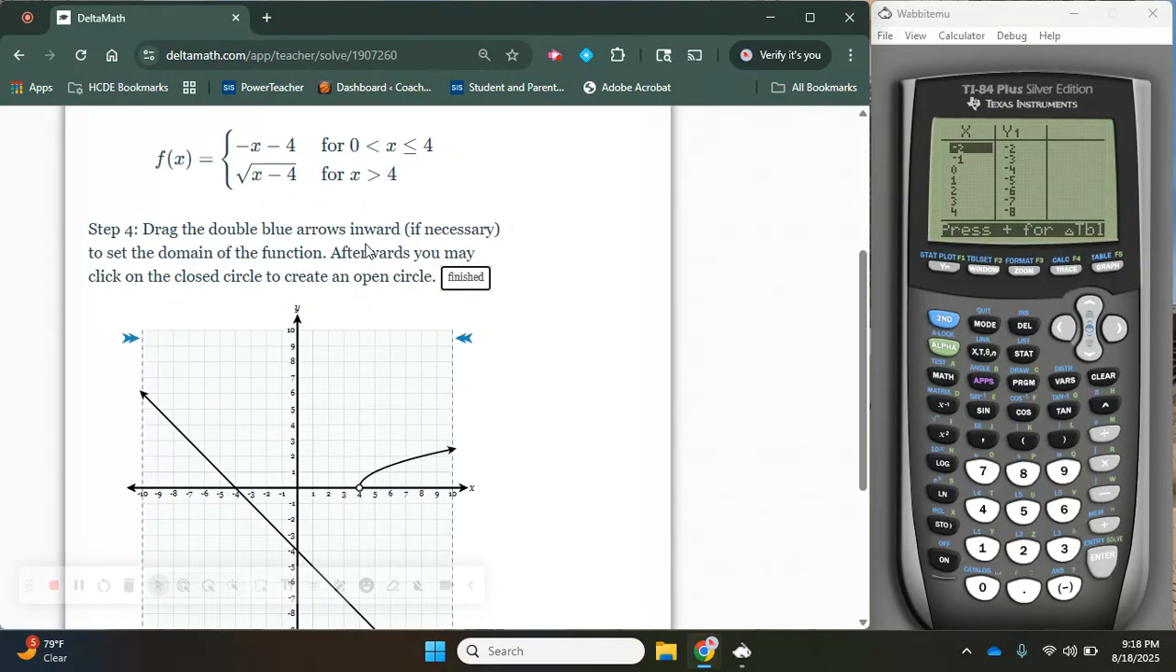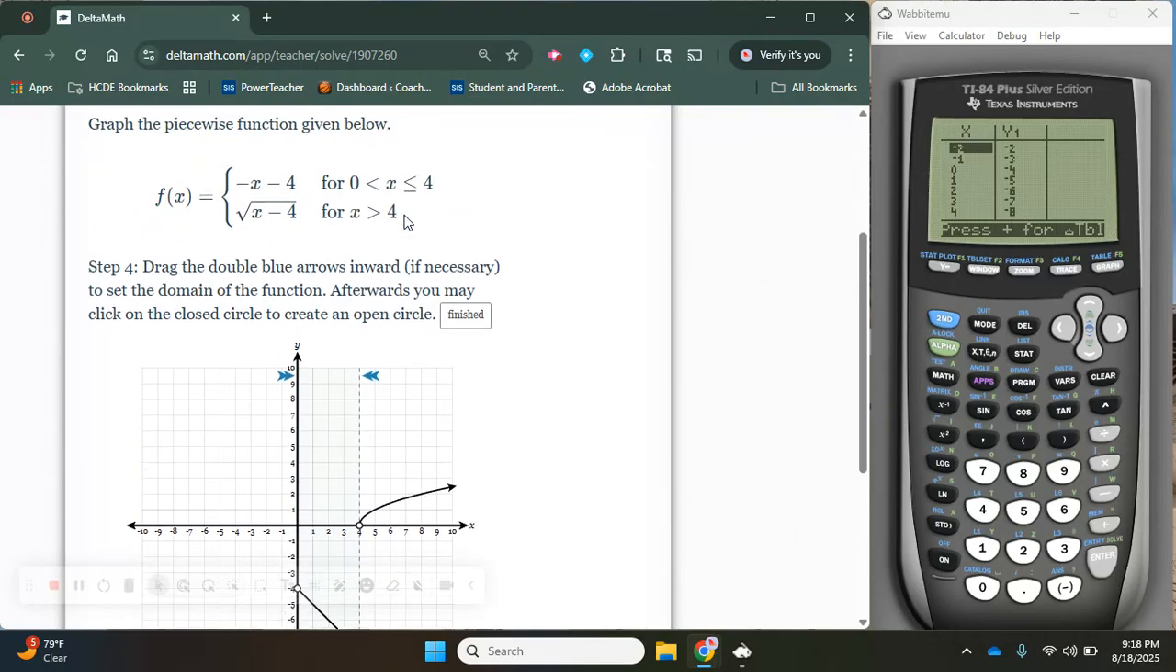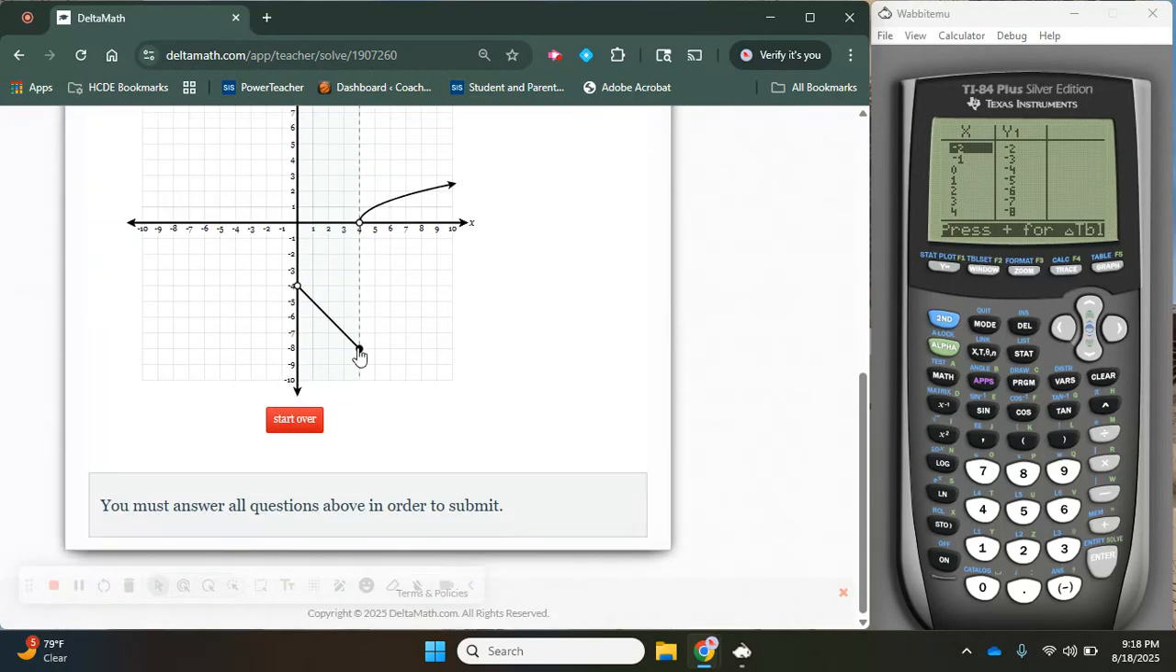Now what I need to do is restrict its domain. Well, this thing only goes from 0 to 4. The 0 has an open circle because it does not have an equal sign. And the 4 has a closed circle because it does have an equal sign.